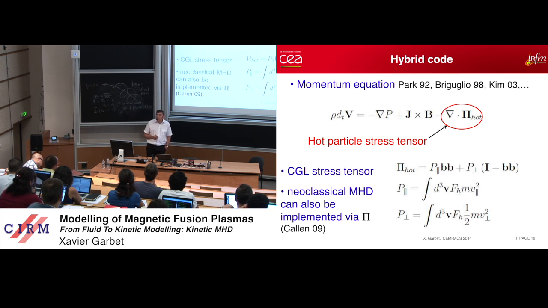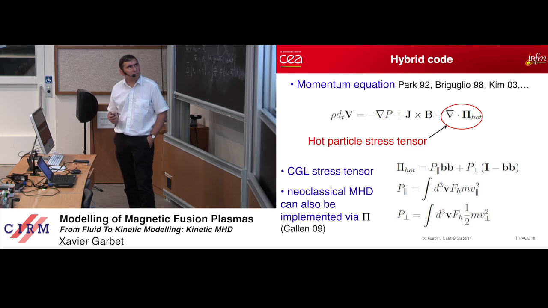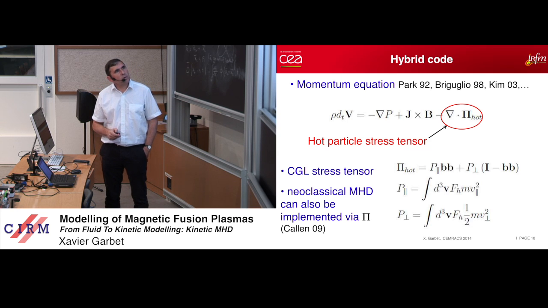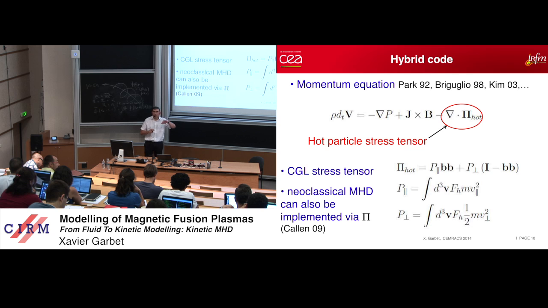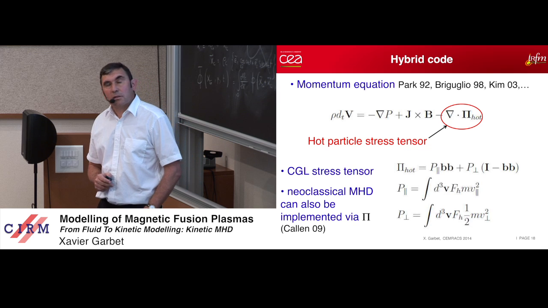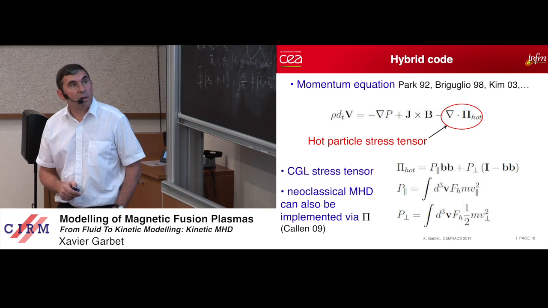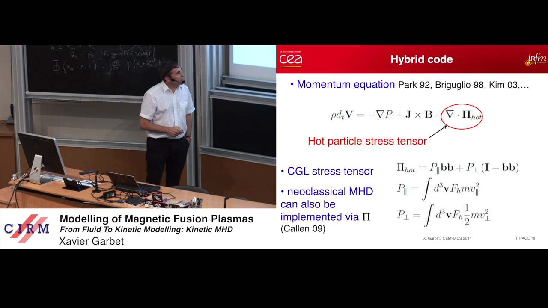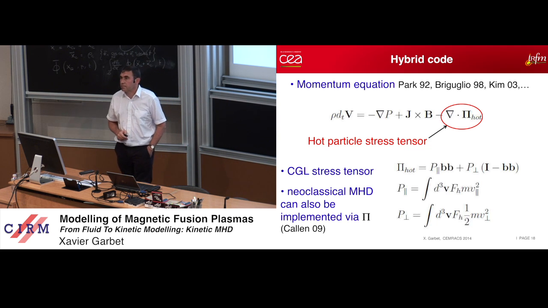And a quite good proxy for this stress tensor is the CGL approximation, for Chew-Goldberger-Low stress tensor, which is given by this expression here. So it's diagonal, but with different coefficients along the field lines and perpendicular to the field lines. So P parallel is the parallel pressure, and P perp is the perpendicular pressure. Now, P parallel is just a moment of the distribution function for fast particles. So V parallel is the parallel velocity along the magnetic field. And P perp is, well, the same thing in the perpendicular direction, right?